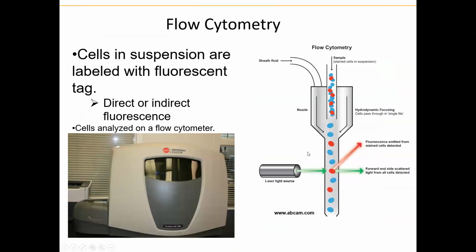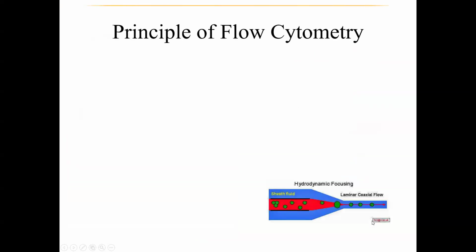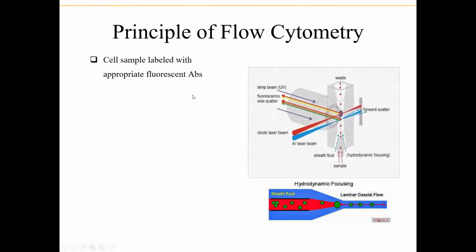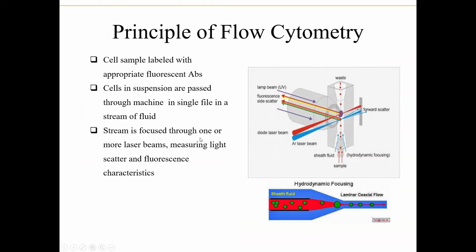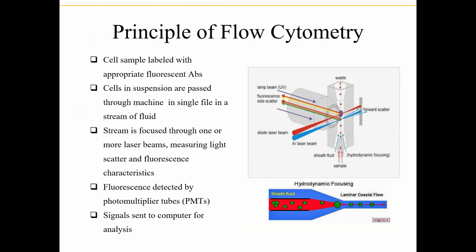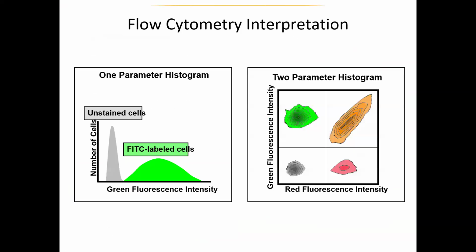And also you are able to separate. So it is flow cytometry. The cells in suspension are labeled with fluorescent tags, direct or indirect fluorescent. You can see how the cells are labeled with the appropriate fluorescent antibodies. Cells in suspension are passed through the machine in single file in a stream of fluid. The stream is focused on one or more laser beams, measuring light scatter and fluorescent characteristics. Fluorescence is detected by photomultiplier tubes. Signals are sent to a computer for analysis.